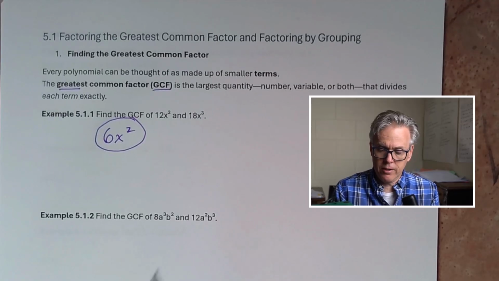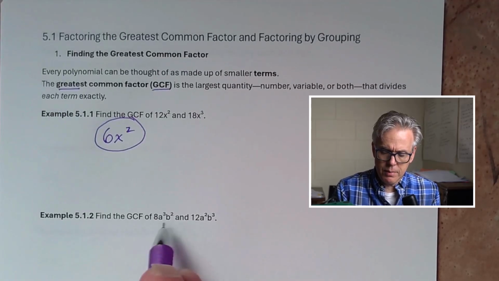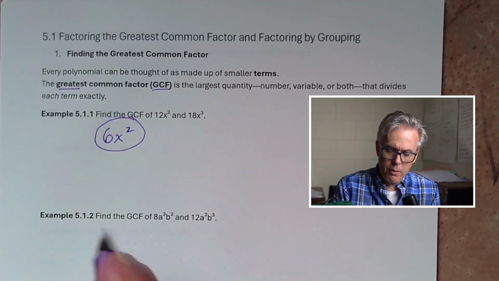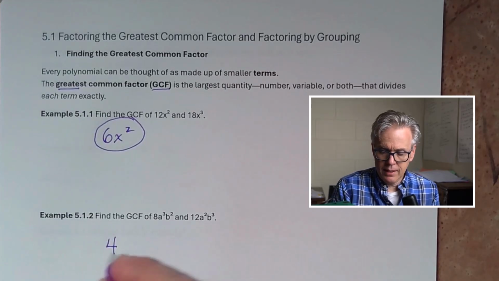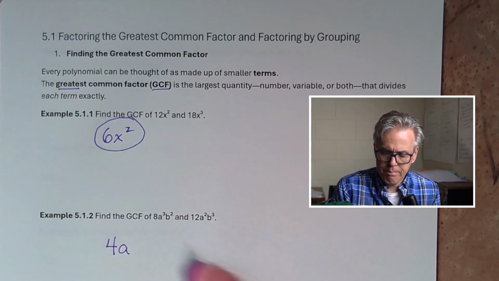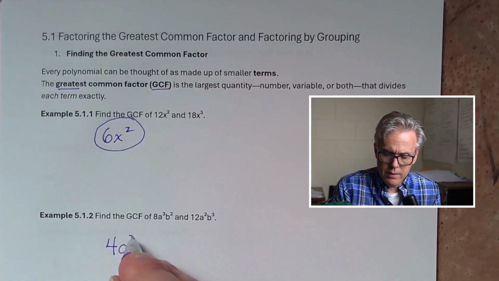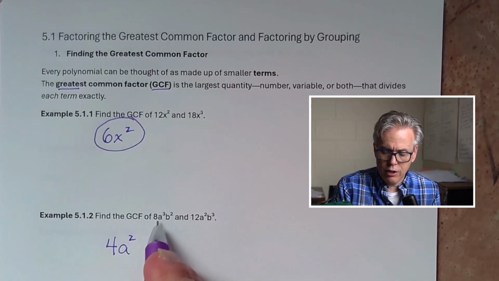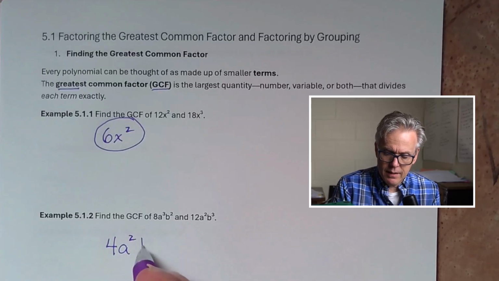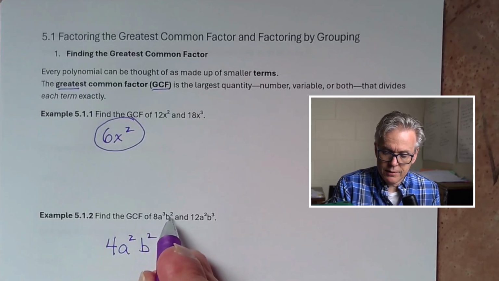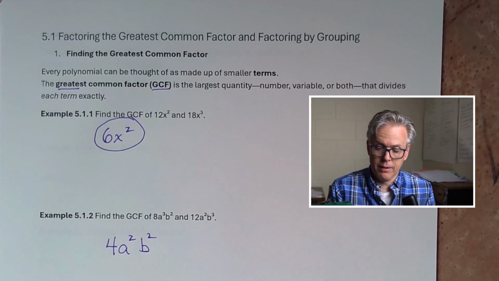Again, look at the number part first. 2 goes into both of these, but a bigger number would be 4, right? So 4 divides into both of those evenly. And then what do we have here? a squared. We certainly can't use a cubed because this one doesn't have a cubed. And then b squared would be the highest b term we can go into evenly, right?